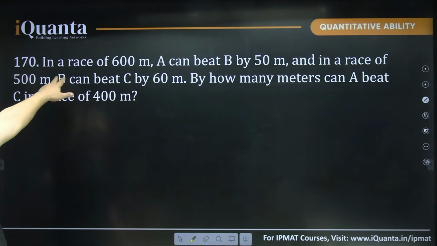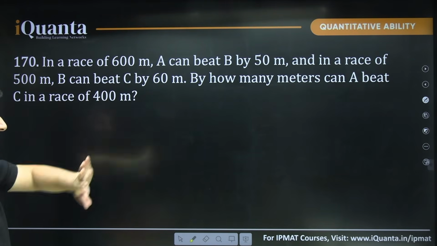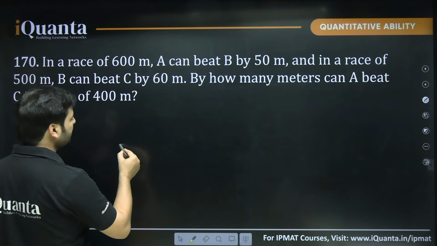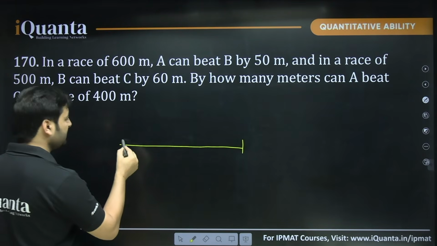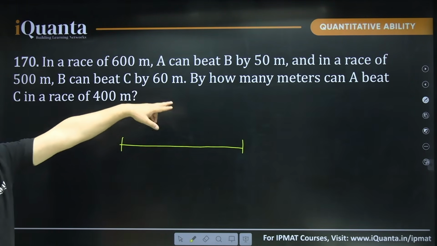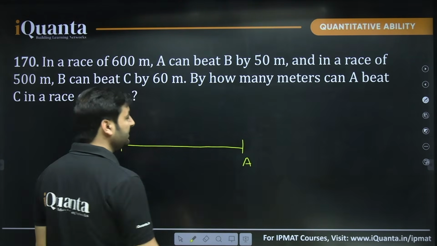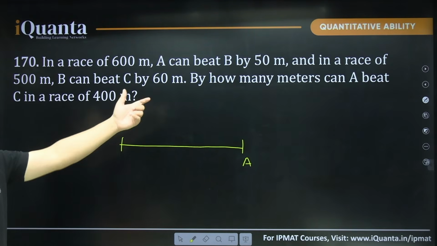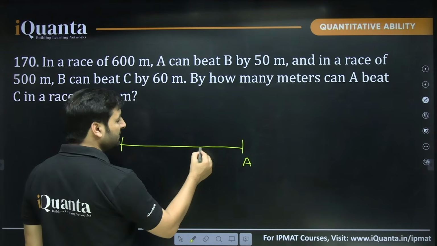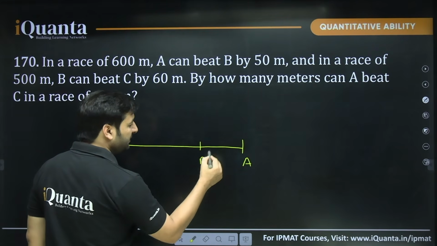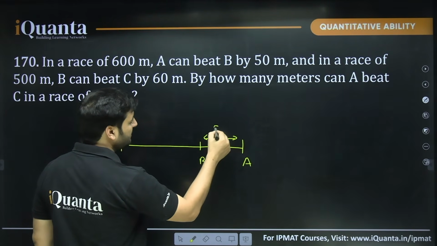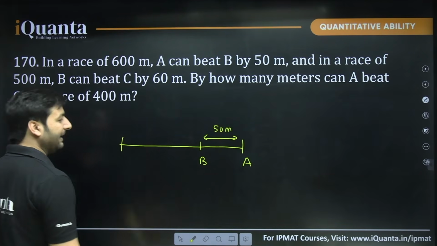Let's see how. In a race of 600 meters, A can beat B by 50 meters. What does beating mean? Suppose this is a 600 meter race track, okay. A is beating B. When do you beat someone in a race? When you reach the finish line. So, suppose A reaches the finish line, okay, and he is beating B by 50 meters. So, that means B will be 50 meters behind A.